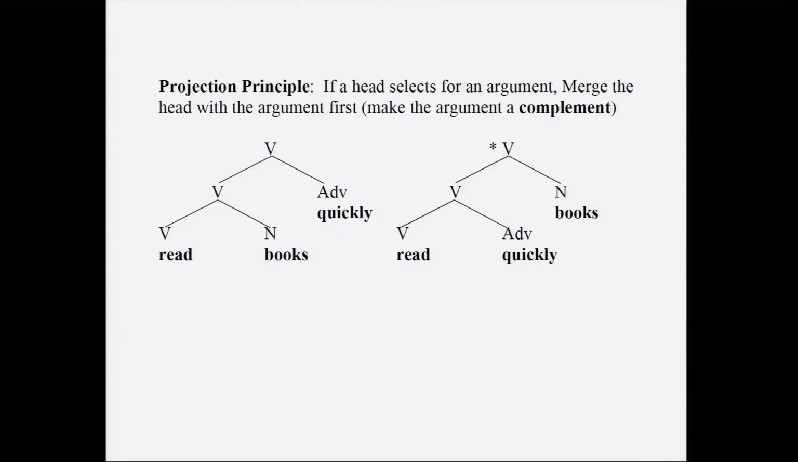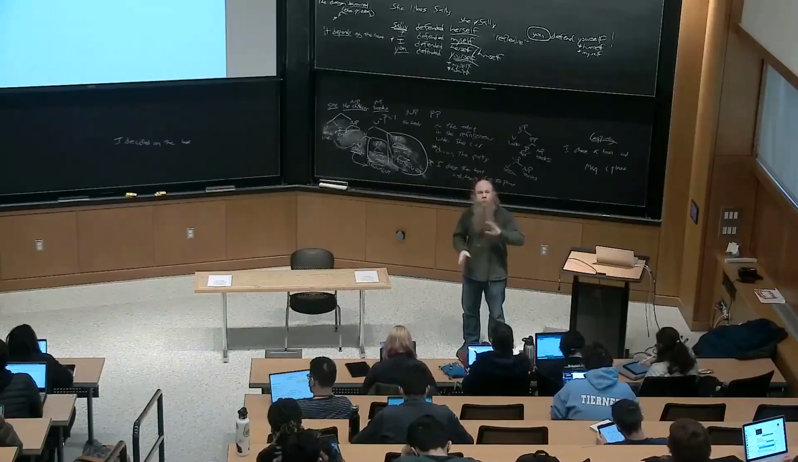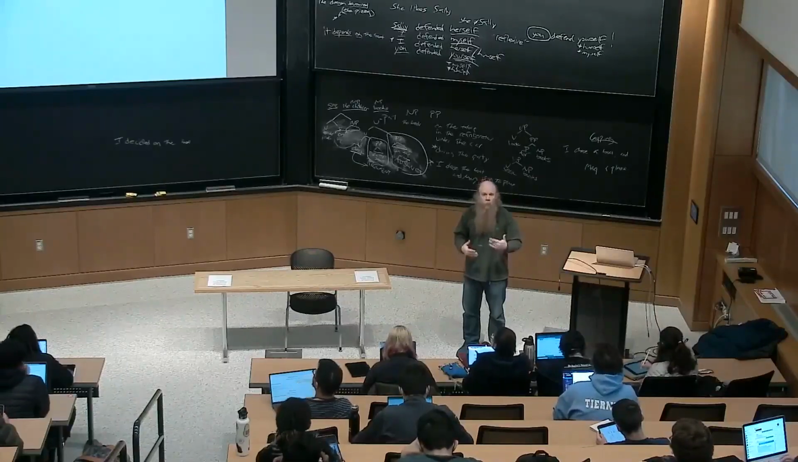In fact, I think we might be about to do it right now. So where are we? Trees are constructed by binary merge. Merge is constrained by selection via this thing I just called the projection principle, which says if a head selects for something, then that should be the first thing you merge. Before, some of you were tormenting me with questions about heads that seem to be selecting more than one thing. And you can interpret the projection principle in a way that's sympathetic to that.